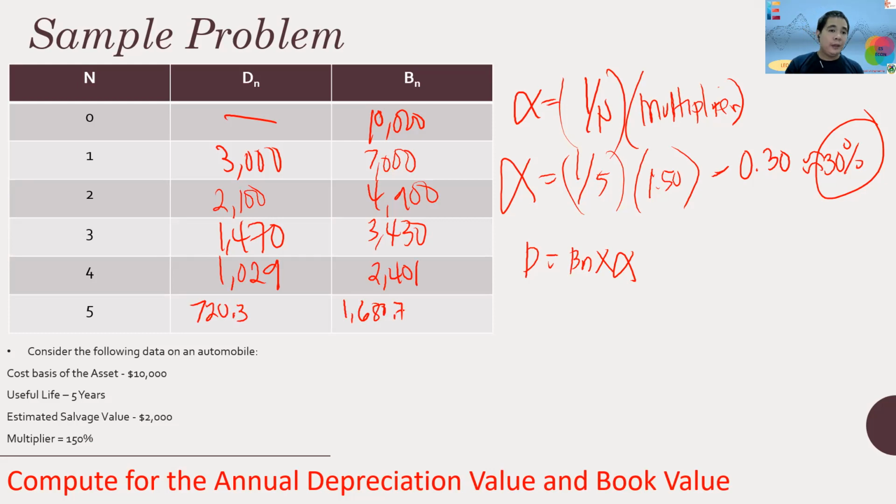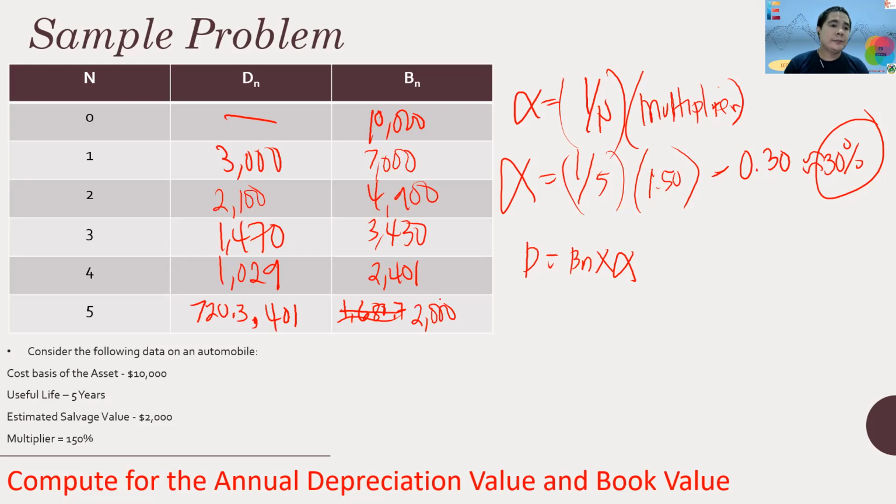What's the problem? Basically, on your last year, it is wrong. Why? If you depreciate a value of 720.3, your book value at the end of the fifth year is 1,680.7, which is way lesser than your salvage value. So therefore, instead of 720.3 as your depreciation in the last year, it should be adjusted to only 401. Thus, by adjusting your depreciation value to 401 in the fifth year, it will give you a salvage value of 2,000.